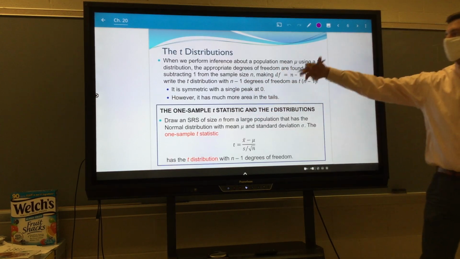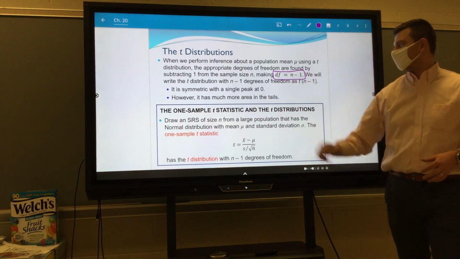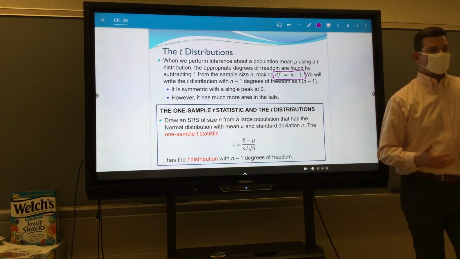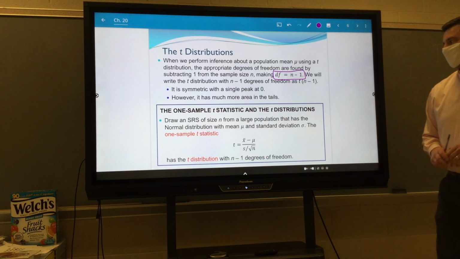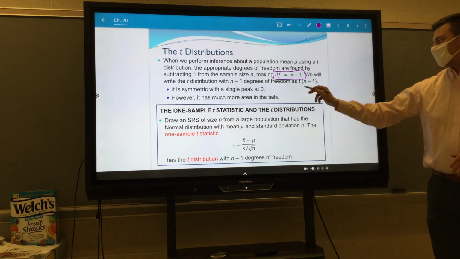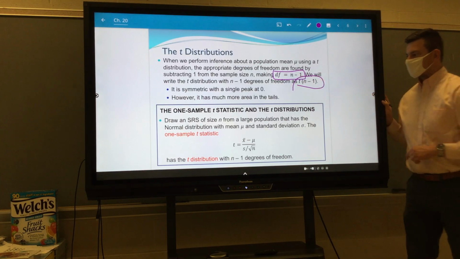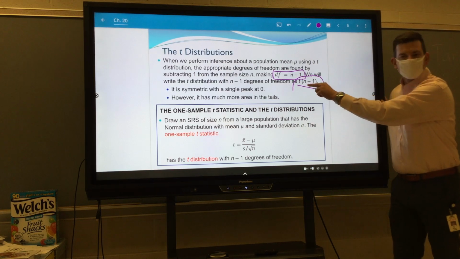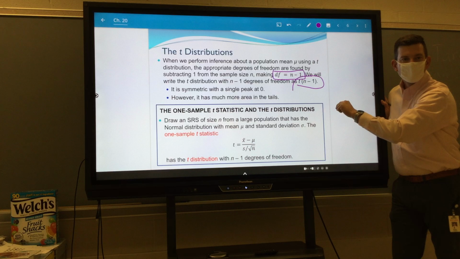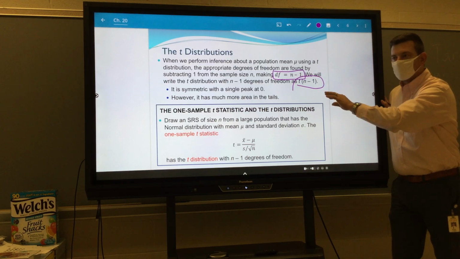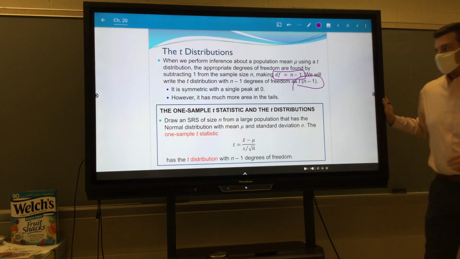This gets into, again, degrees of freedom. Okay, you'll see it as df. It's easy to find. You just subtract 1 from the sample size. And sometimes you'll see it expressed like this. Okay? You have a t distribution with n minus 1 degrees of freedom. This is not an expression saying t times n minus 1. This is just saying that your model satisfies a t distribution with n minus 1 degrees of freedom.